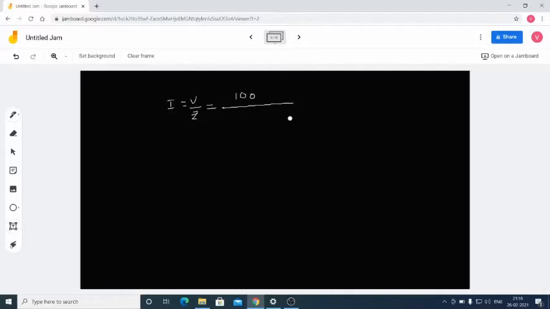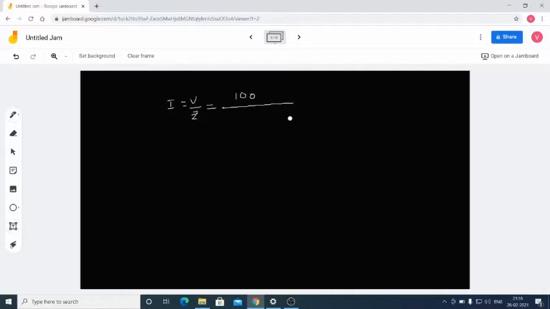What we need to find is the current at resonance. Next, the resonance frequency. Third, the power. Fourth, the voltage drop across resistance, the voltage drop across inductor, and the voltage drop across capacitor. So we write the given data, and then move on to the next slide.